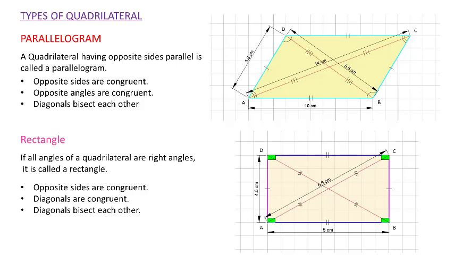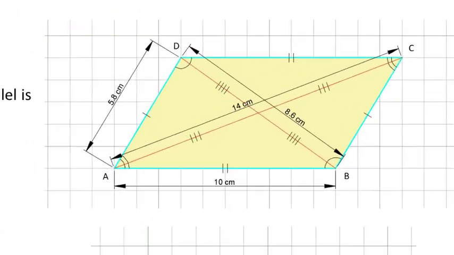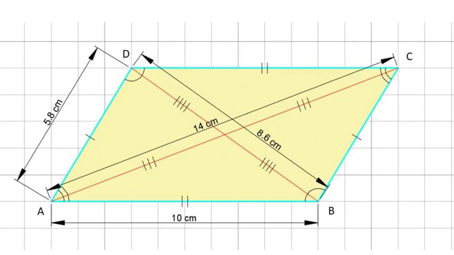Now, you have to understand the types of quadrilateral. Here, the first type of quadrilateral is a parallelogram. Any quadrilateral having opposite sides parallel is called a parallelogram. Here, in the given figure alongside, you can see and understand the properties of a parallelogram.